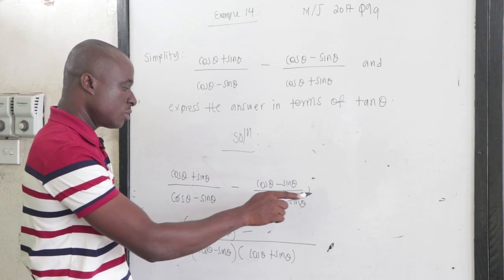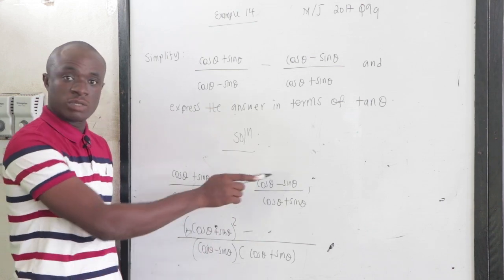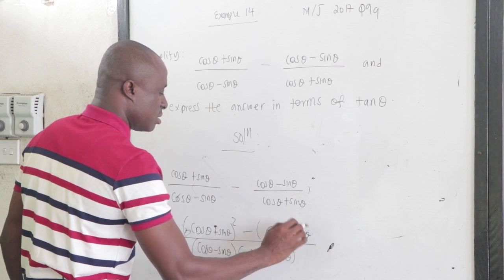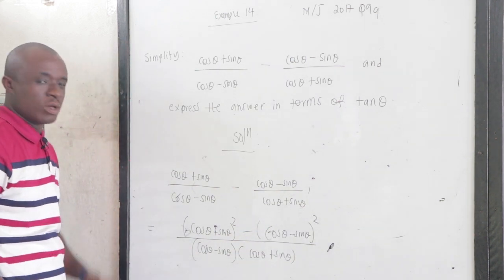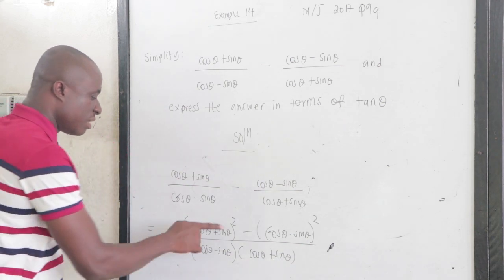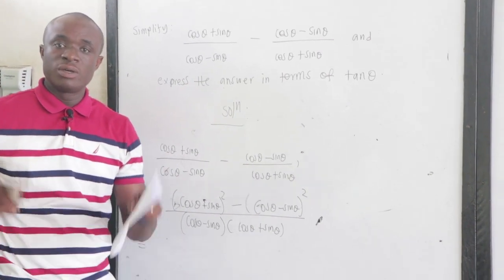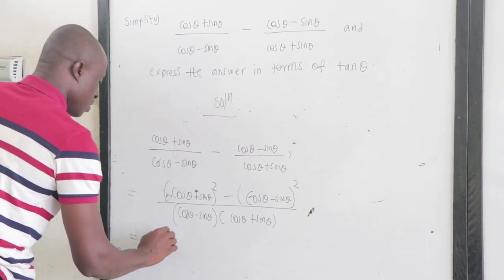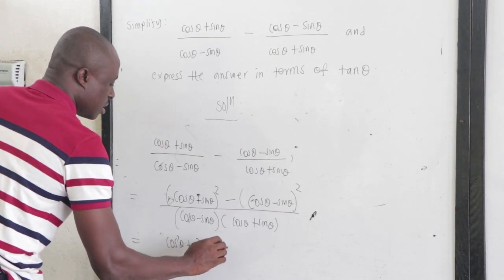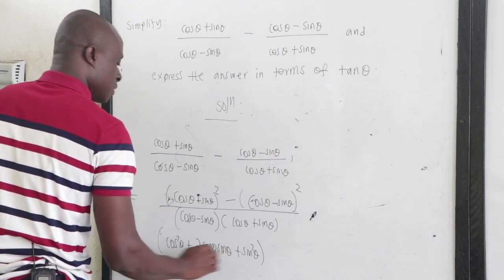Now let's see, cos theta plus sin theta will cancel cos theta plus sin theta. We have cos theta minus sin theta, so this will multiply the numerator here, and this is just cos theta minus sin theta all square. Note the denominator is just difference of 2 squares. Now expanding the numerator, we know if you have a plus b all to the power 2, it is a squared plus 2ab plus b squared. So expanding this, that will give us cos squared theta plus 2 cos theta sin theta plus sine squared theta.